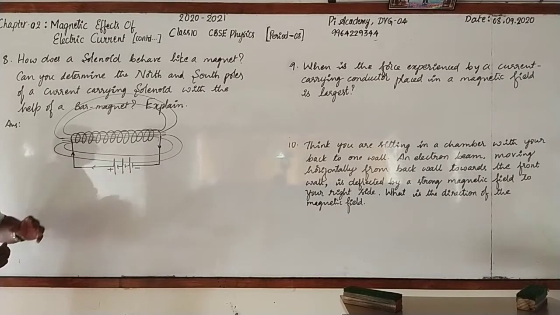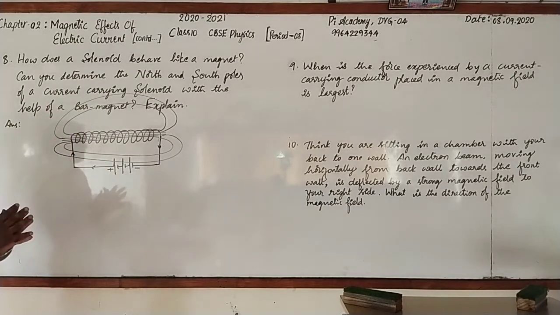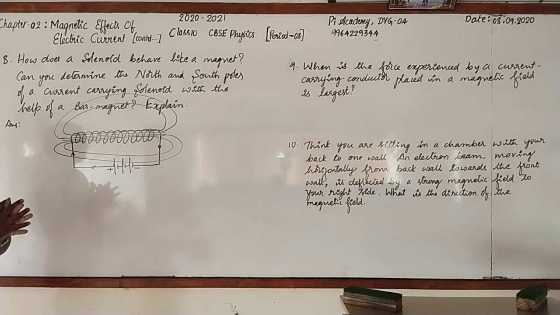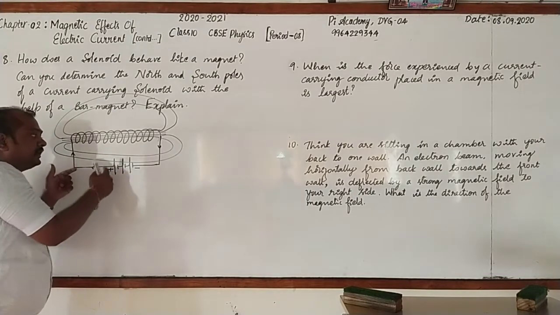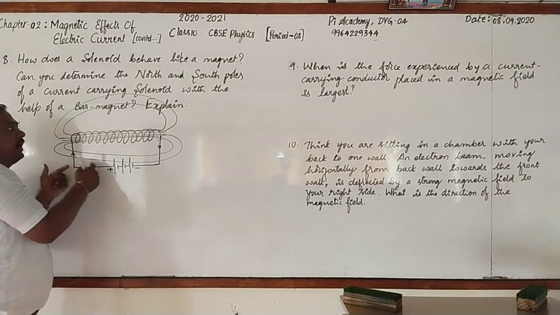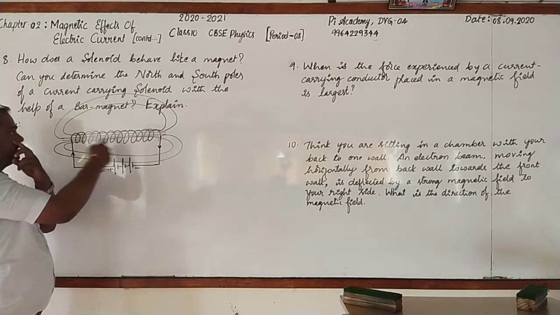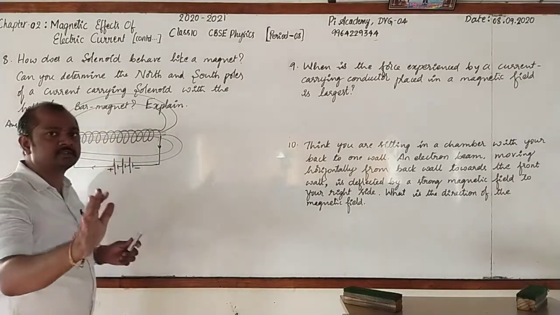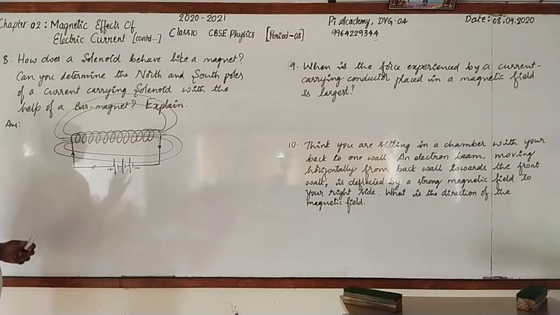Once again I tell you, how does a solenoid behave like a magnet? Very simple. Just by passing electric current through that. According to the magnetic effect of electric current, magnetic field is developed around the solenoid, and inside the solenoid the lines will be straight and parallel. Therefore, it acts as a magnet. Particularly, it acts as a bar magnet.